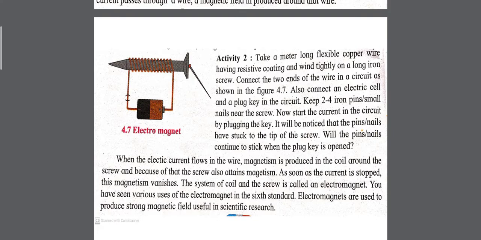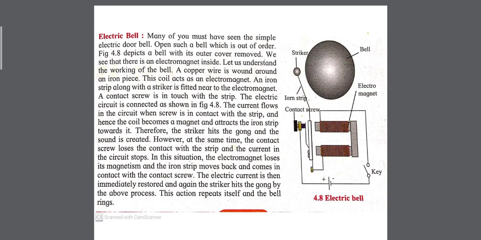So what is a magnetic field? The magnet produces the magnetic field which attracts iron material. So now move on to the construction of the electric bell. In figure 4.8, we describe the construction of the electric bell.